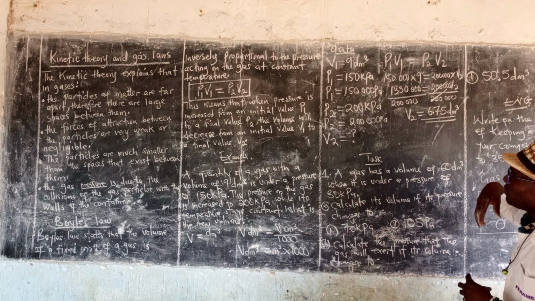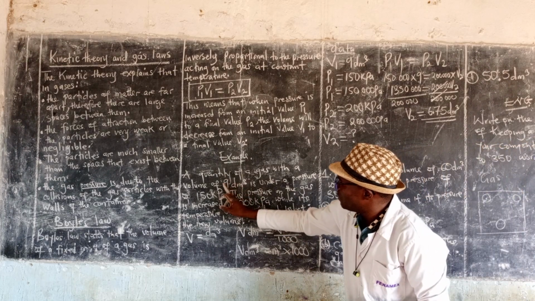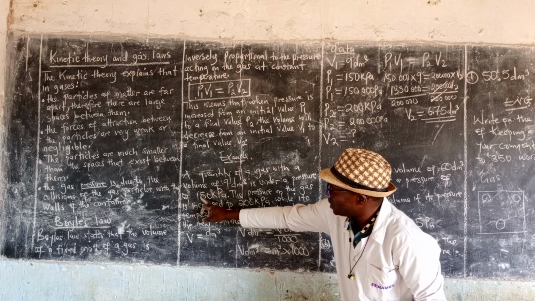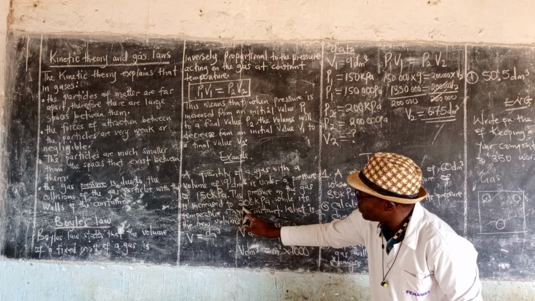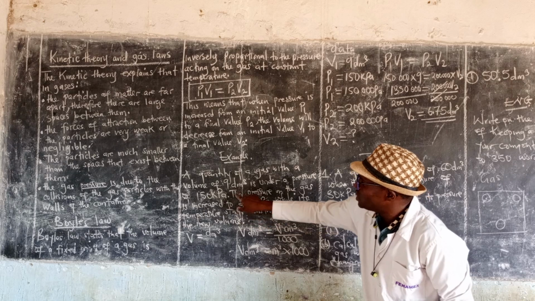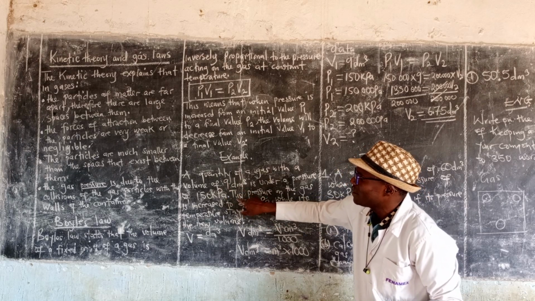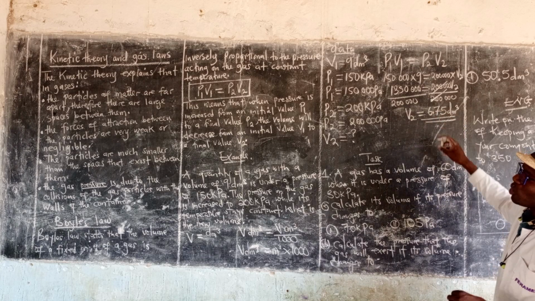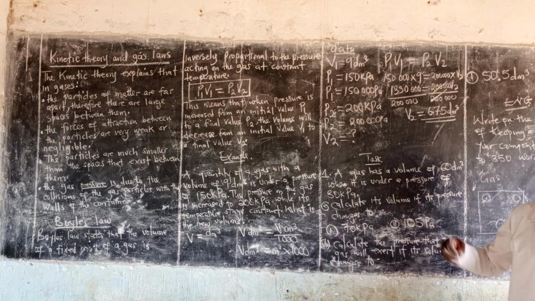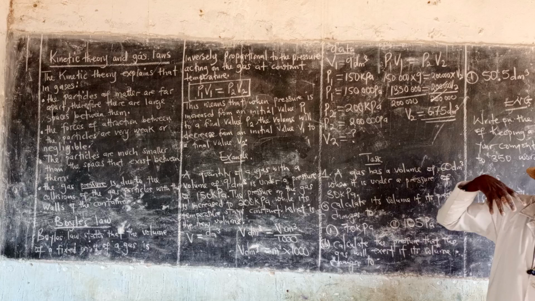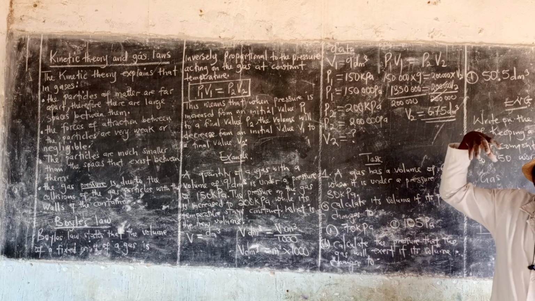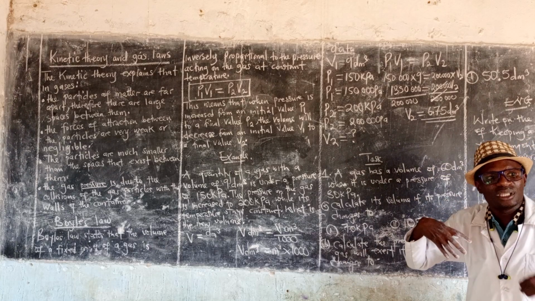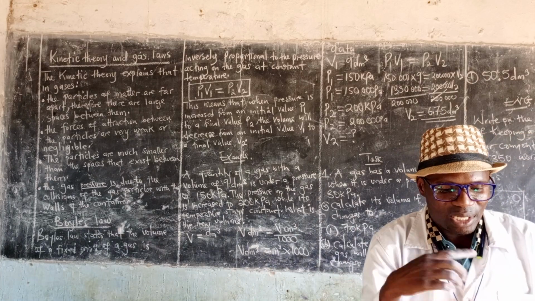So what has happened, if you can observe? When the volume was 9, the pressure was 150. After we increased the pressure to 200, what happened to the volume? Did it increase or decrease? Decreased. It became 6.75. So when the pressure is increased, the volume reduces. When the volume reduces, the pressure increases, and the opposite, just like that.